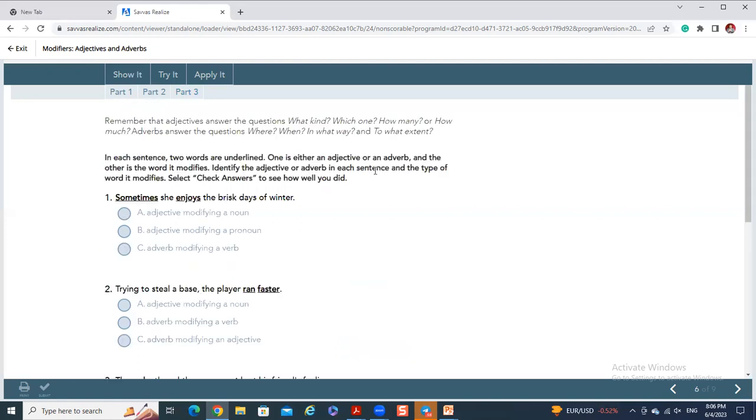Part three, a little bit harder. In each sentence, two words are underlined. One is either an adjective or an adverb, and the other is the word it modifies. You have to identify it. You tell me whether there's an adjective or adverb in each sentence and the type of word it modifies. If it's an adjective, it modifies a noun or a pronoun. If it's an adverb, it modifies a verb, an adjective, or another adverb. So, streamer Adam, we have sometimes and enjoys.